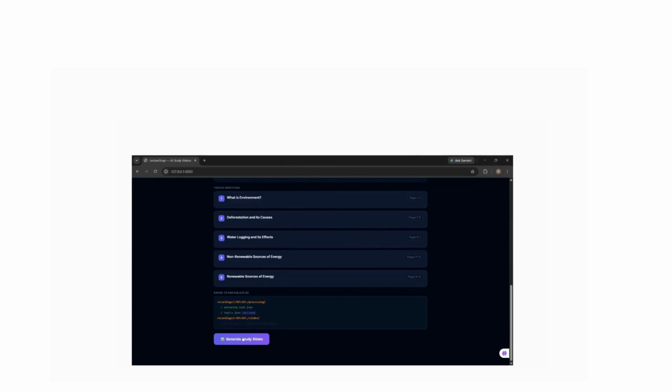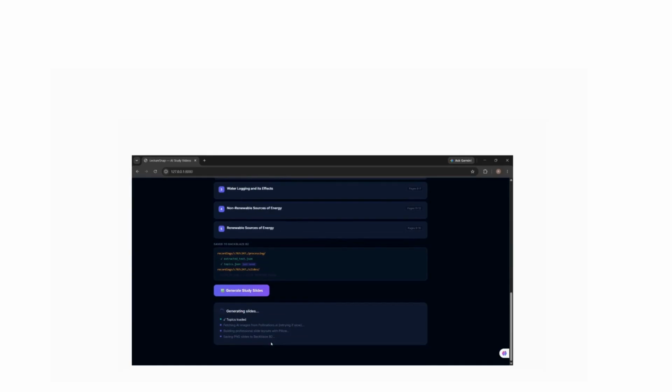Let's generate the slides. It's taking some time to generate the slides. Now slides will be generated for each topic using the models, and it is not only giving the topic, it is also giving real photographs to help students understand better. Each slide is built with the topic number, the concept explanation, key points, and a key fact highlighted at the bottom. Let's see.